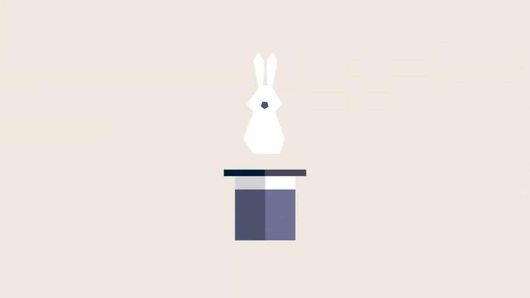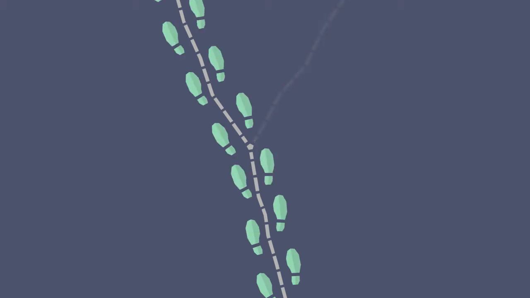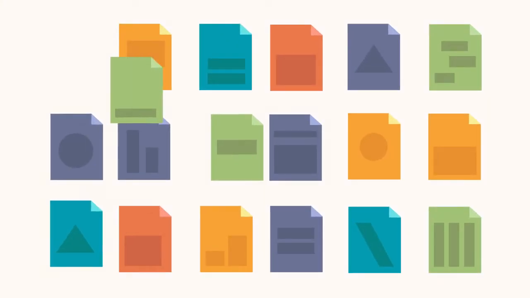Writing an academic essay is not about magic. It's all about making conscious choices throughout the research process, step by step. In other words, a great essay just doesn't happen. You have to make it happen.